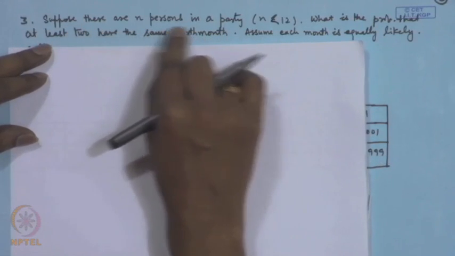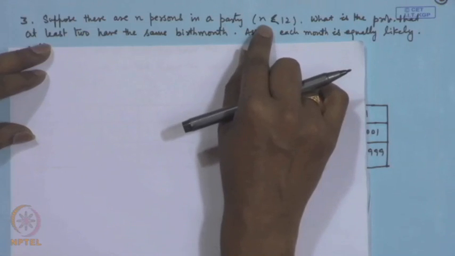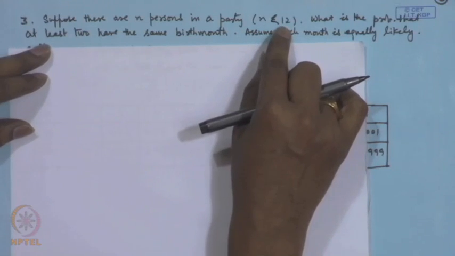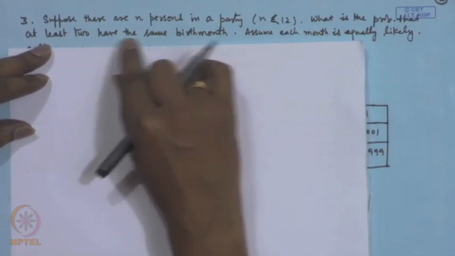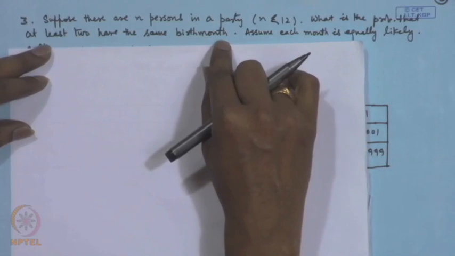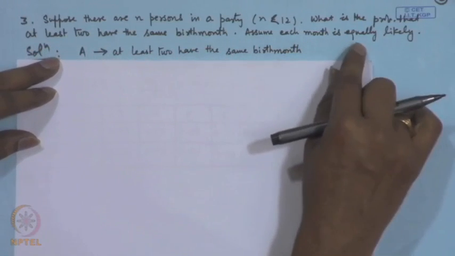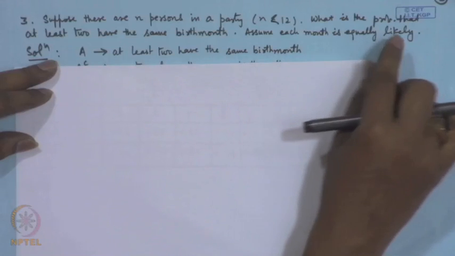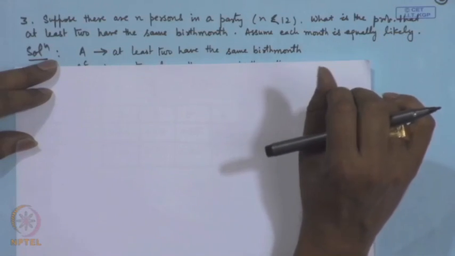Suppose there are n persons in a party and I am assuming the number of persons is less than 12. What is the probability that at least 2 have the same birth month? Assume that each month is equally likely. Now, equally likely means that we assume that each person has the same probability of being born in a given month, although theoretically speaking it need not be true, because the number of days in a month is different, but we make this assumption for convenience here in this problem.